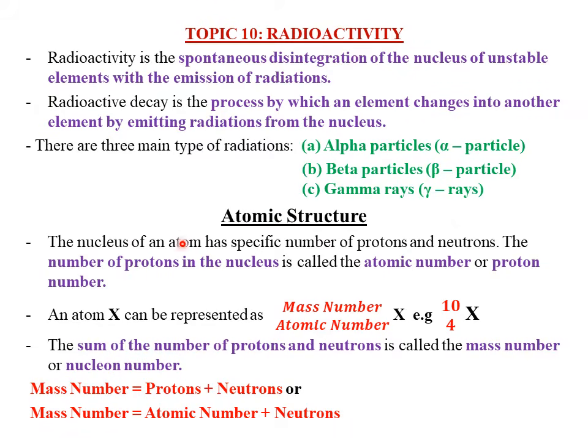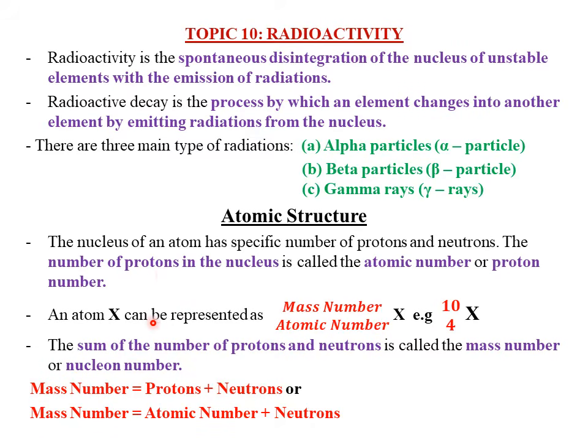So the nucleus of an atom has a specific number of protons and neutrons. The neutrons do not have any charge; they are neutral. The number of protons in the nucleus is also called the atomic number, or the proton number. So the atomic number is equal to the proton number within the nucleus of a given atom.